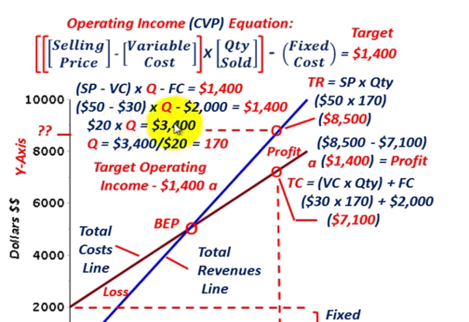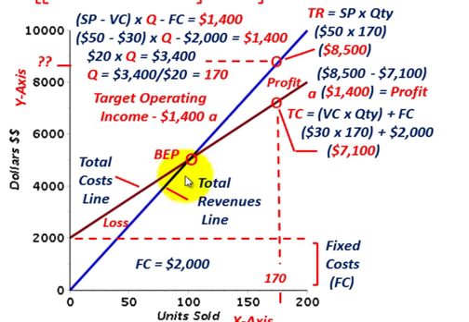So again, just solving our equation here, dividing $20 into both sides, that leaves our quantity equal to the $3,400 divided by $20, which equals 170, a quantity of 170. So to earn $1,400 in profit, or what they call target operating income, we had to sell 170 units.